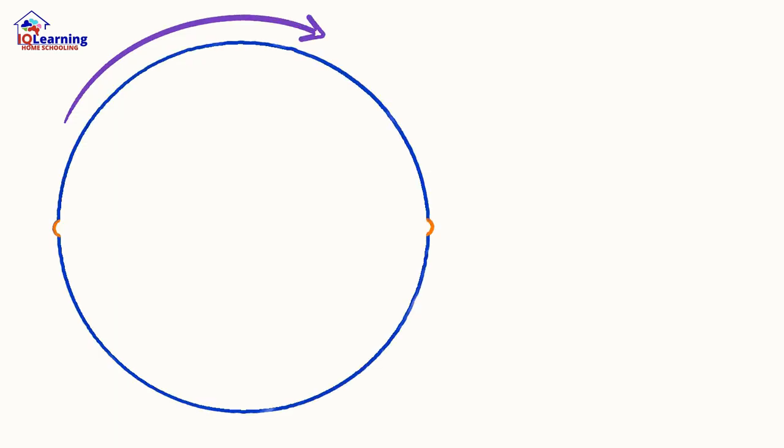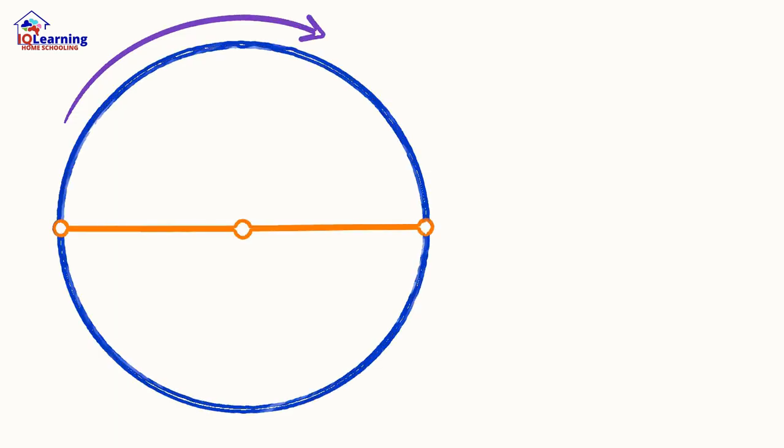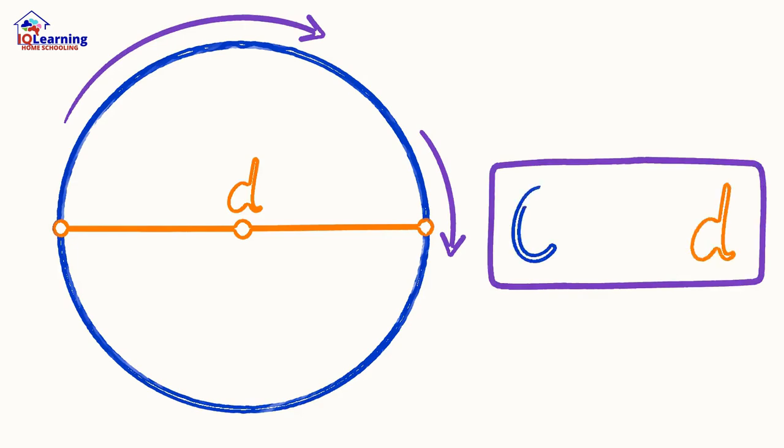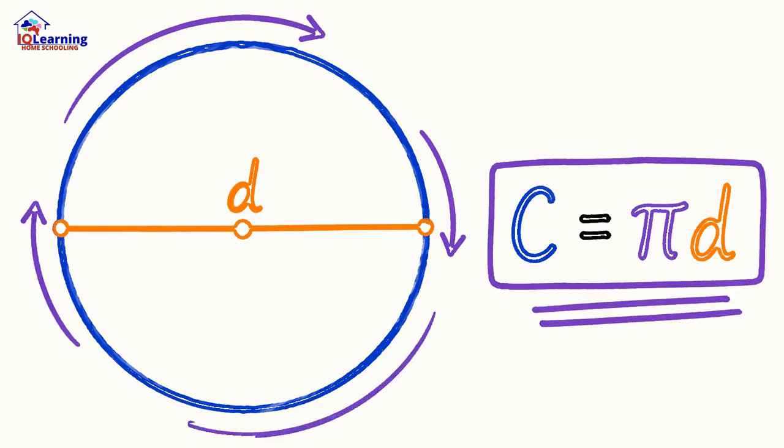This boundary is the circumference. Think of it as the length of one lap around a circular racetrack. The formula is elegant, just pi times the diameter.